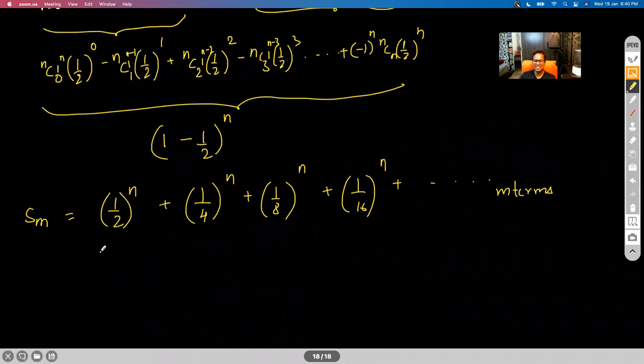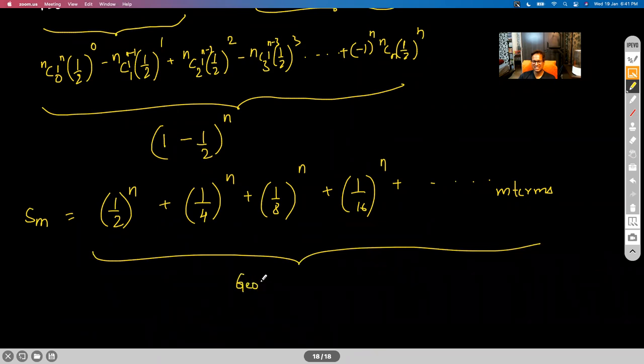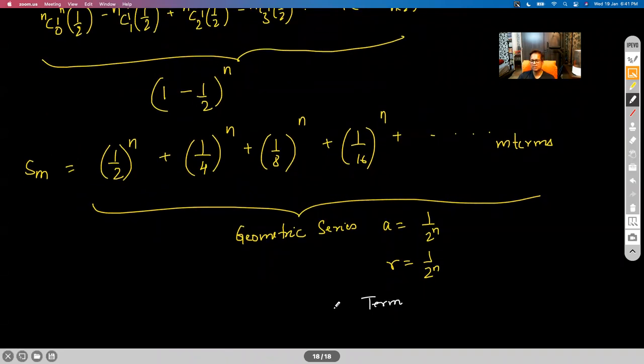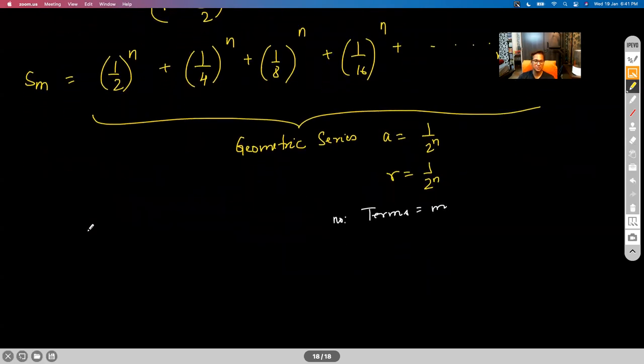So this is nothing but a geometric series. That means it is a sum of a geometric progression whose first term is 1 by 2 to the power n. Common ratio is also 1 by 2 to the power n. Check: if you multiply this with 1 by 2 to the power n, you get the second term. If you multiply this with 1 by 2 to the power n, you get the third term. And the total number of terms is going to be m, because there are m such terms. So can you not apply the geometric series formula to sum this up? What is the geometric series formula for m terms? Tell me. A into r to the power total number of terms minus 1, by r minus 1, correct?